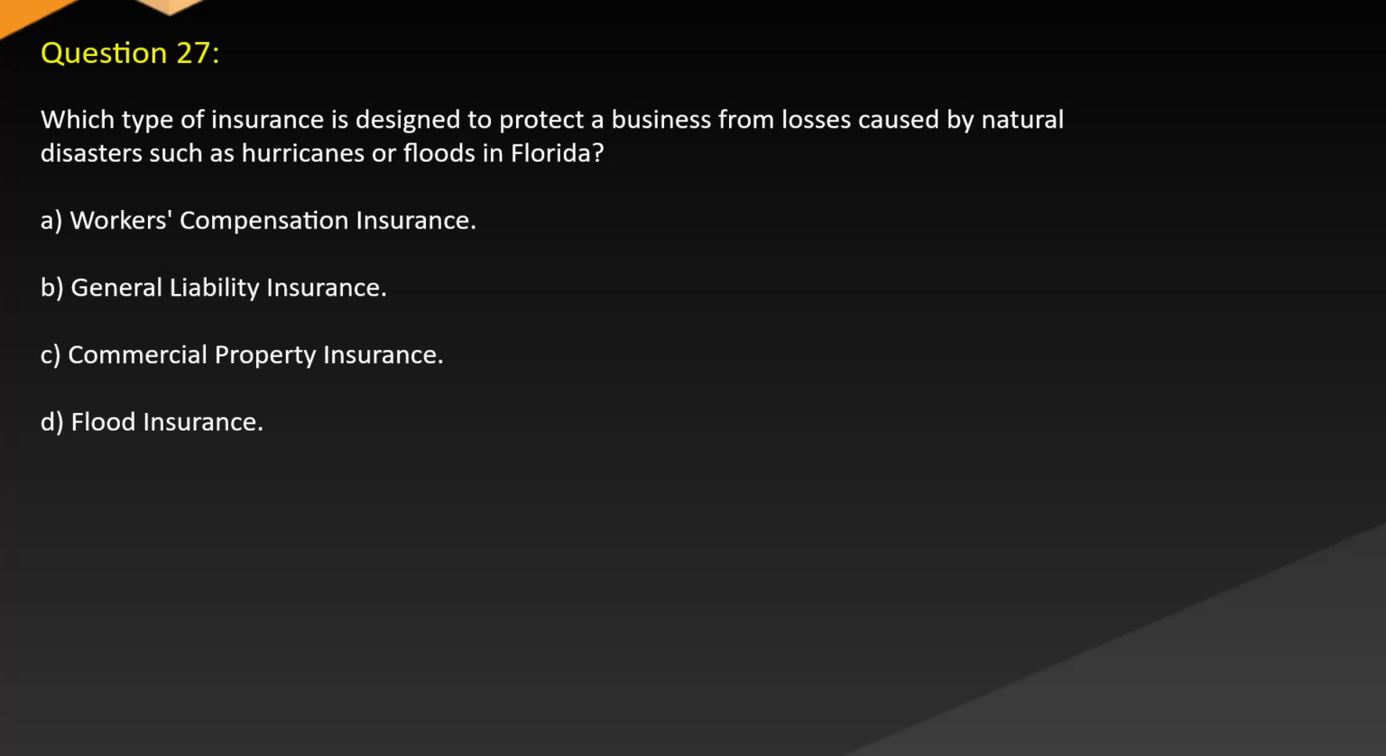Which type of insurance is designed to protect a business from losses caused by natural disasters such as hurricanes or floods in Florida? A. Workers' compensation insurance. B. General liability insurance. C. Commercial property insurance. D. Flood insurance.